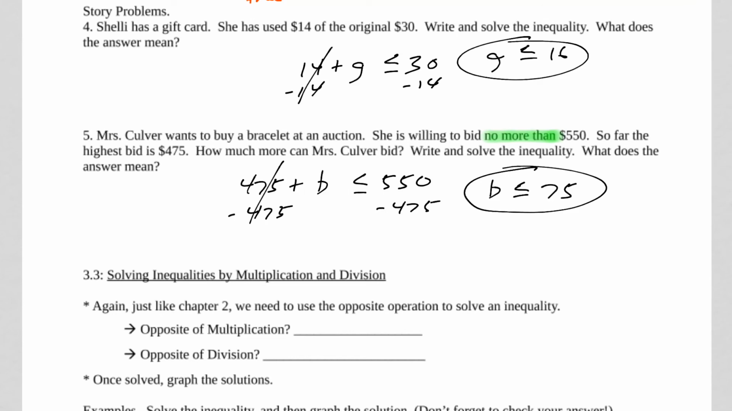All right, guys, so on that one, we wrote our inequality and we solved it. So we are done with section 3-2.